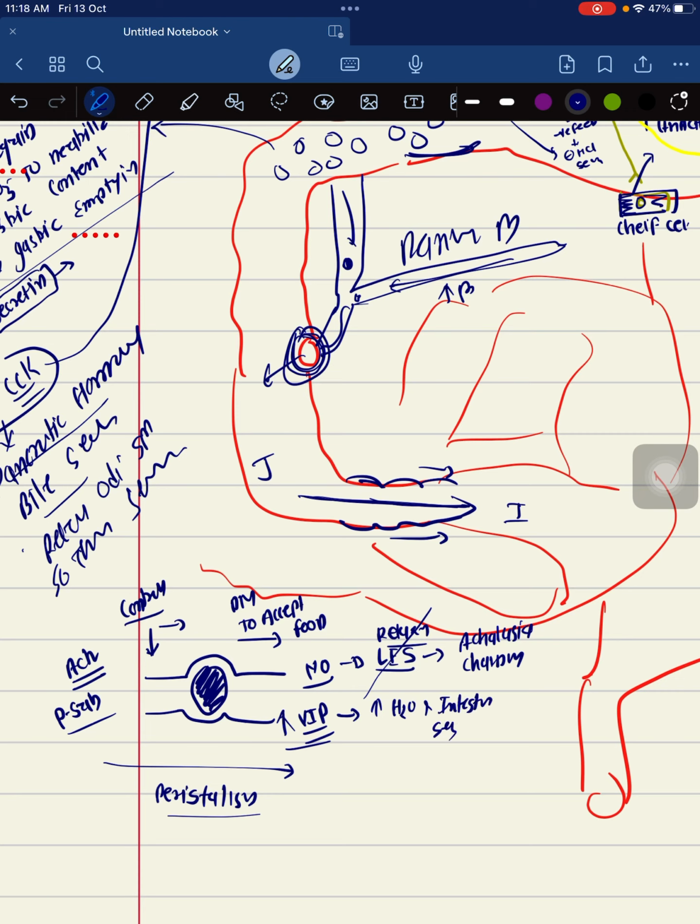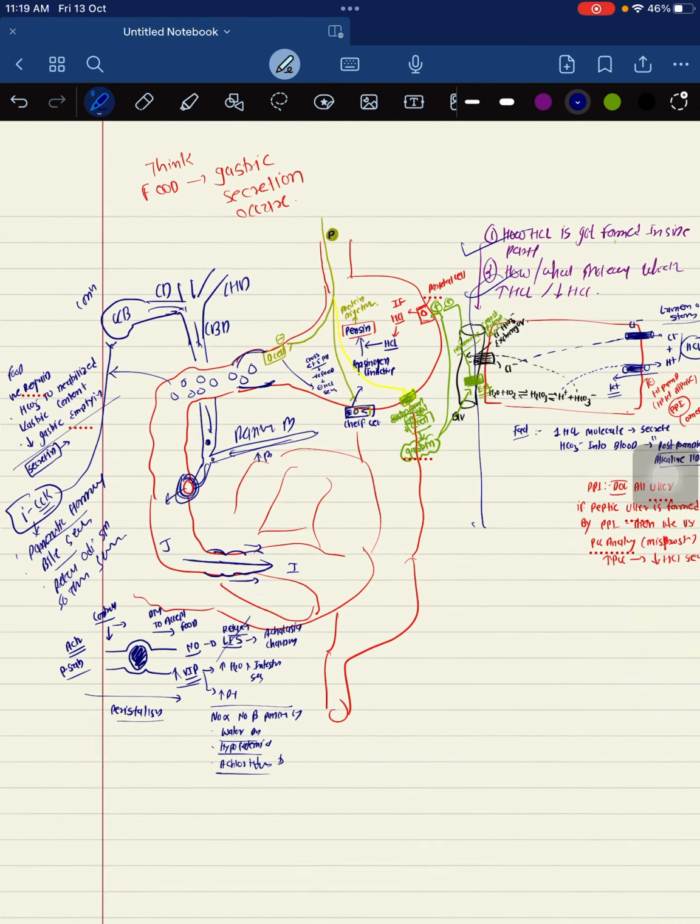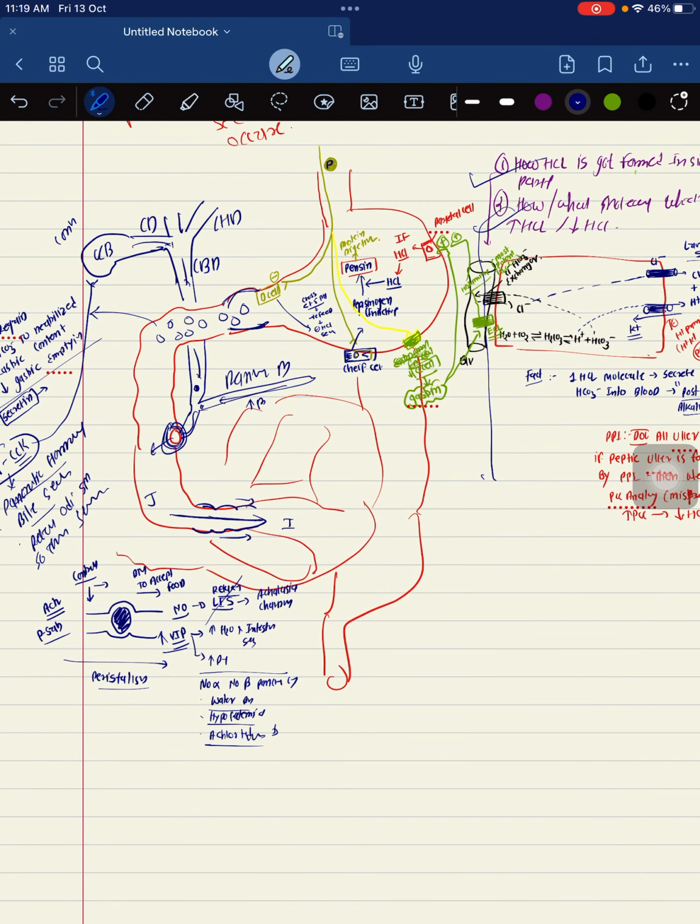And if the VIP is increased too much, it increases water and intestinal secretion and increases peristalsis. This is seen in non-alpha, non-beta pancreatic cancer, which causes watery diarrhea, hypokalemia, and achlorhydria. And this is the thing.